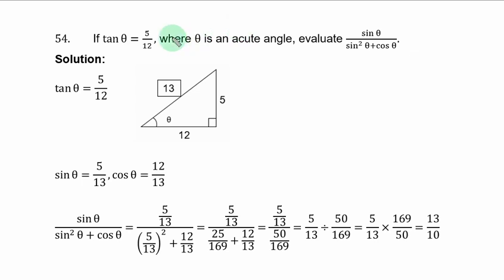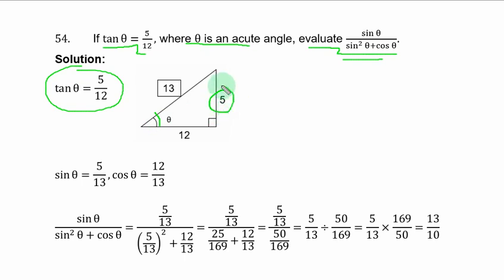Example 54, if tan theta is equal to 5 over 12, where theta is an acute angle, evaluate sin theta over sine squared theta plus cos theta. Solution. In order to evaluate this problem, we need the hypotenuse. It is needed in order to get sine and cosine, and you obtain it using the information about tangent by drawing a right angled triangle with theta as the acute angle.